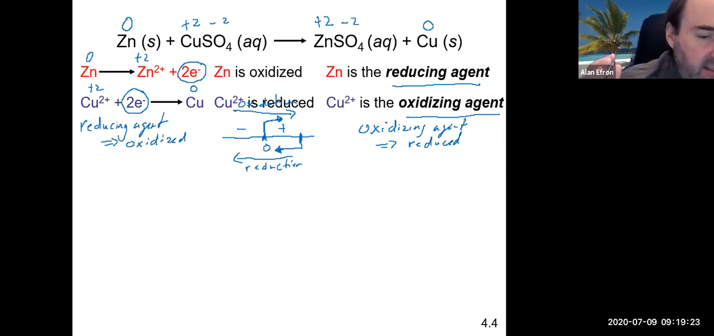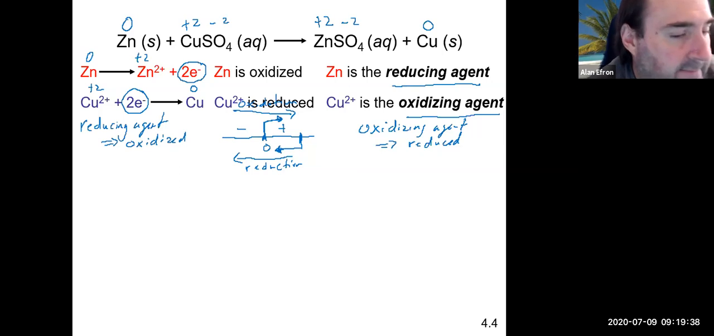The easiest way to remember it, if you're asked what the reducing agent or the oxidizing agent is, is to figure out what is being oxidized and what is being reduced. Again, it's the opposite of the name. The reducing agent is the substance being oxidized. The oxidizing agent is the substance being reduced. By the way, the oxidizing agent and the reducing agent are always found on the reactant side. So in our case, it would be the zinc, and the copper 2 is the oxidizing agent.